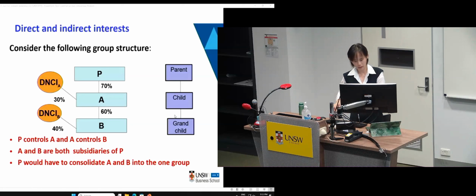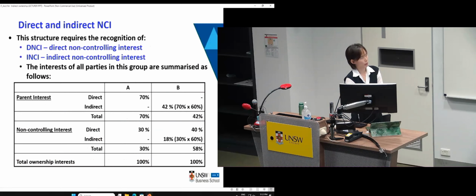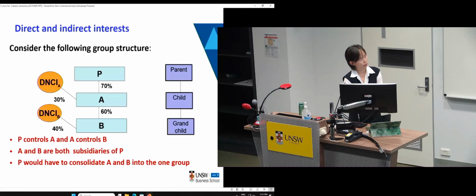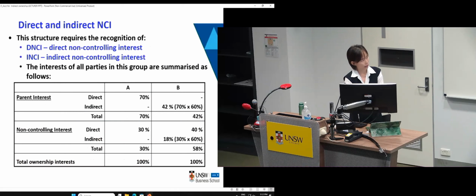Okay, here we go. So we're going to prepare a table to demonstrate the ownership interest in these two subsidiaries. So you can see parent's interest in A, and that is a direct interest only, right? So parent directly owns 70% shares in A, so that we put down as a direct interest. Now parent's interest in B is only indirect in our group structure here. It's only an indirect interest, and that is 42%. So using 70% multiplied by 60%.